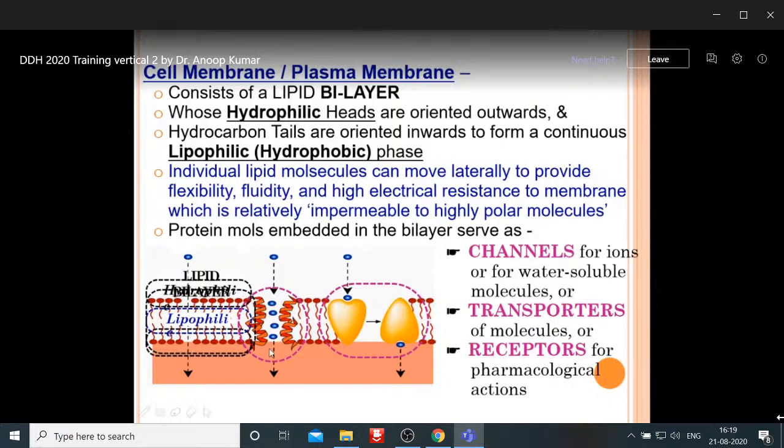Apart from that, in the cell membranes there are different channels for ions or water-soluble molecules. There are also some transporters. This is the carrier transport system by which molecules are transferred across the cell membranes. Apart from that, on the cell membrane there are also receptors, like GPCRs, which are cell membrane receptors. Ligand-gated ion channels are also on the surface. So all these things are on your cell membranes, right?